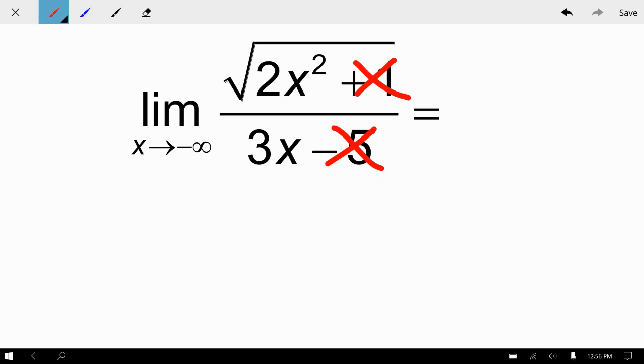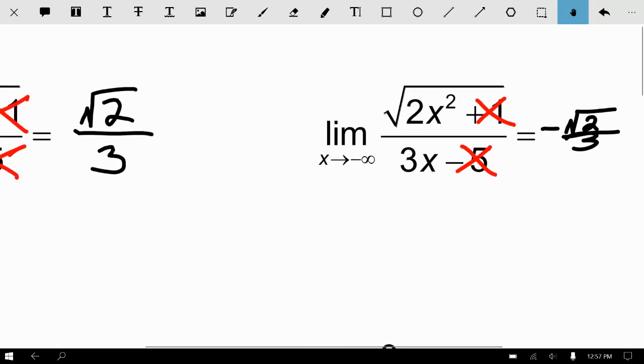negative 1,000, well, in the numerator, I'm going to square that. It's going to become positive. And then I'm going to take the square root and I'm going to get positive 1,000. But in the denominator, I'm going to plug negative 1,000 in, and that's still going to be a negative number. So the numerator is always going to be positive. The denominator, as we go to the left on our graph, is always going to be negative. So this is going to approach negative root 2 over 3.